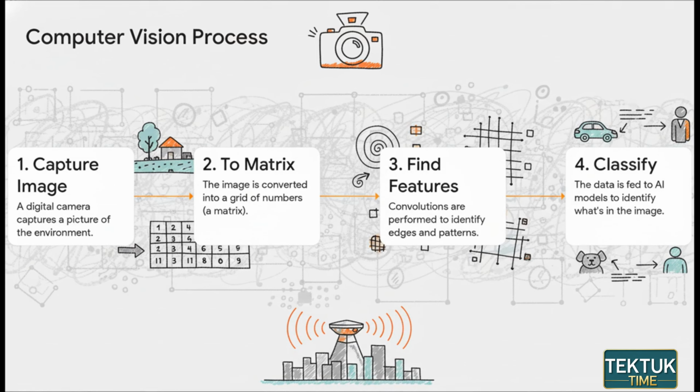So this is the whole pipeline right here. First, capture the image. Second, turn it into that big matrix of numbers. Third, run convolutions on it to find all the important features like edges and textures. And finally, you feed all that processed data into an AI model that's been trained to look at those features and tell you exactly what it's seeing.